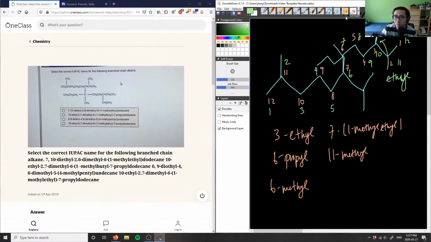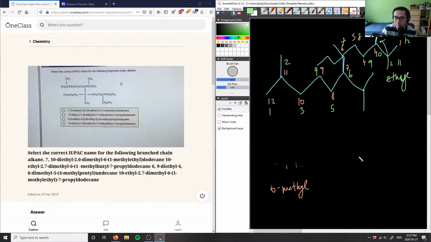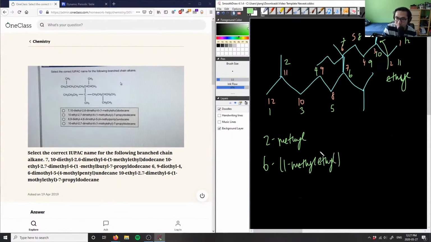So let me erase these guys here. And we're going to go through with the green numbering system here. So we want to put priority on this isopropyl group here. So I would have a 2-methyl here, a methyl on 2. 6 here would have an isopropyl, or I can say 1-methylethyl. On 7, I have a methyl group as well as a propyl group. And then on 10 here, I have an ethyl.